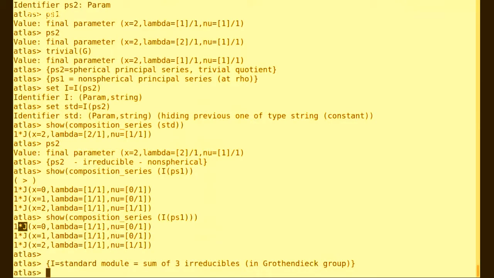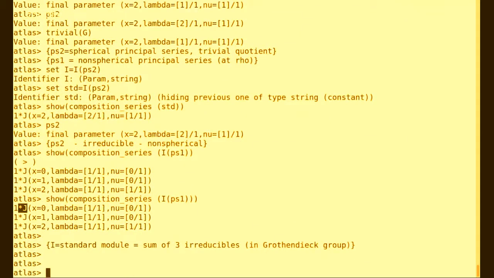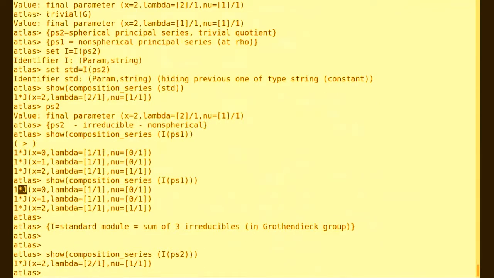Let me do this one more time with PS2. Again, this is saying that this standard module, if you break it into a sum of irreducibles, is a single irreducible labeled J. So this is an irreducible principal series.